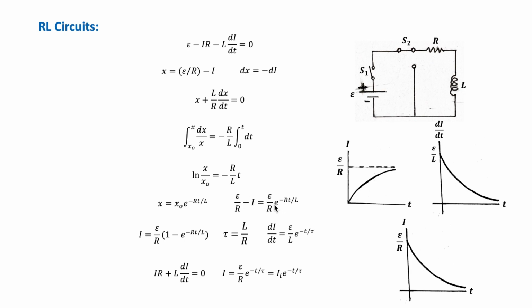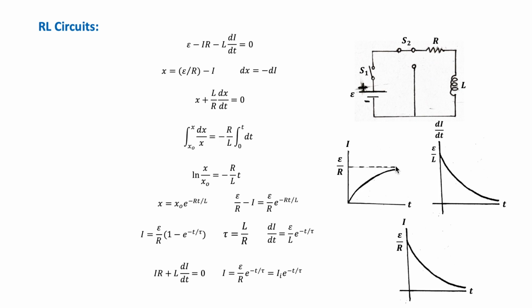We substitute here for x. And so I is equal to E over R times (1 minus e to the power minus t over tau), and tau is the time constant equal to L over R, okay? So this shows that due to the inductor, the current does not increase instantly to its equilibrium value E over R when S1 is closed, but it increases as an exponential function, okay?